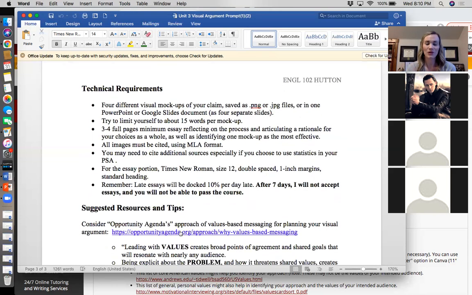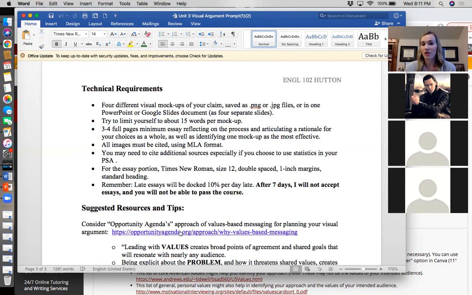Okay, again, you're trying to limit to 15 words or less. Remember, this is a visual argument. You should be making this argument through images. Okay, 3 to 4 full pages minimum of writing.